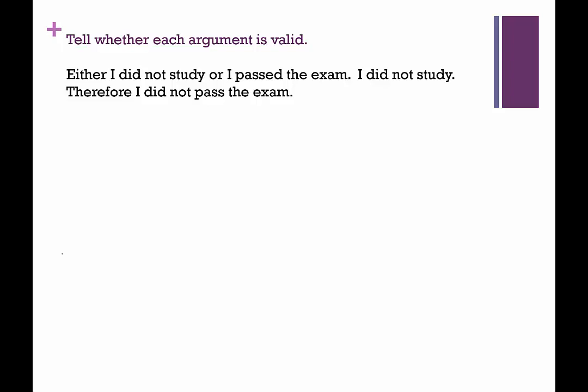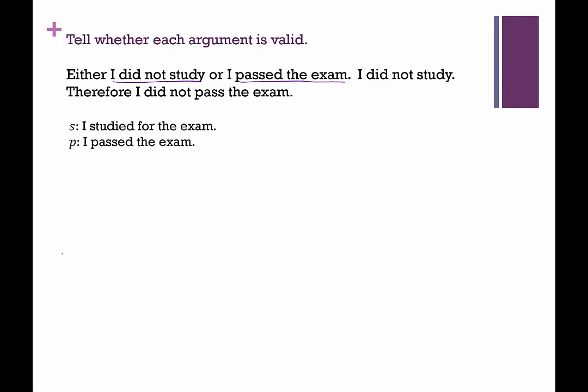Okay, so step 1, we need to come up with our simple statements. Now remember, we don't use negations in our simple statements. So the one simple statement will be I studied, which I might use S for. And what's the other one? I passed the exam. So S, I studied for the exam. P, I passed the exam. That's what I'm going to use. You can use whatever you want as long as you're consistent.